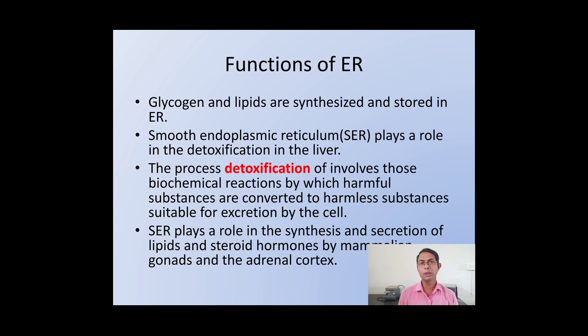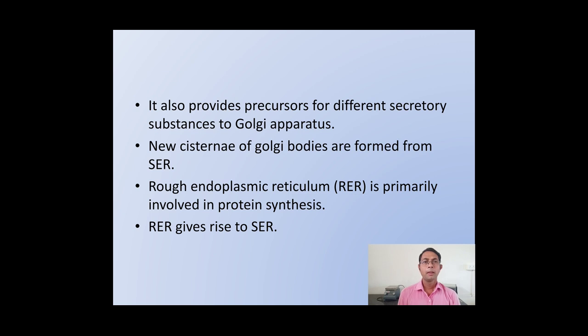Smooth endoplasmic reticulum plays a role in synthesis and secretion of lipids, steroids, hormones by mammalian gonads and adrenal cortex. So that is the secretory part of the endoplasmic reticulum. So it also provides precursor for different secretory substances to Golgi apparatus. So it acts as a precursor. Now what is precursor? Precursors are required for the start of some chemical processes.